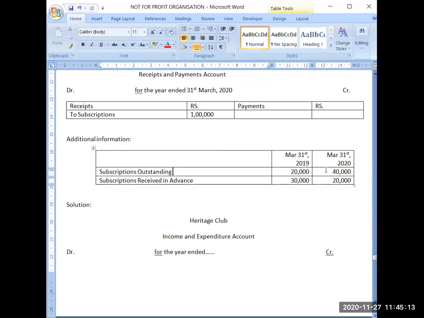Outstanding subscription for current year is 20,000 and outstanding subscription for last year is current year is 40,000 and last year is 20,000. You have to be particular about the years. Only then you will be able to understand which information is for current year and which information is for last year. If you will somehow misinterpret it, your answer will become wrong. Then subscription received in advance. Last year it was received in advance 30,000. This year it is received in advance 20,000.